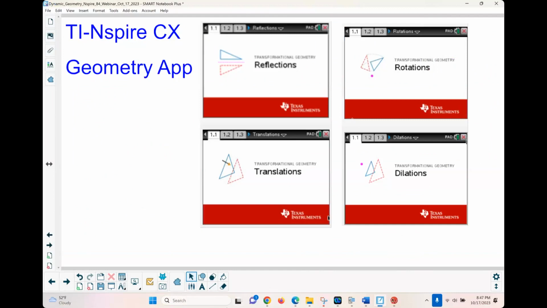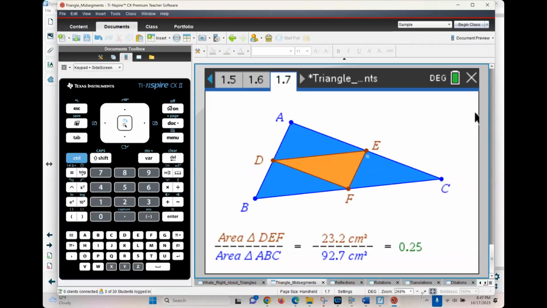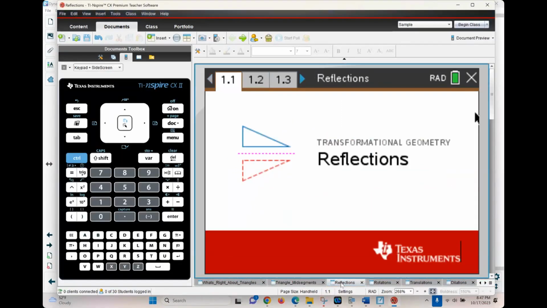So I do want to finish up with transformational geometry. And we're going to look at that on the CX only because I'm kind of running out of time. So let's go ahead and look at reflections. We'll look at the easiest one probably first. So these are on both the middle school geometry website on Nspire and the geometry website, which I'm going to show you.